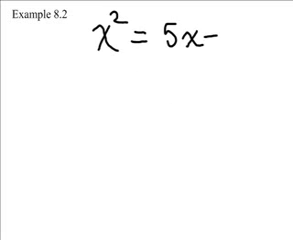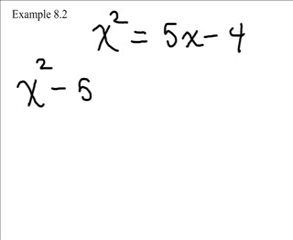Well, in this case, I'm again going to set this equal to 0. So I'm going to start by first subtracting 5x from both sides. And I'm also going to add 4 to both sides.